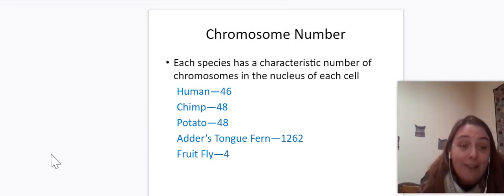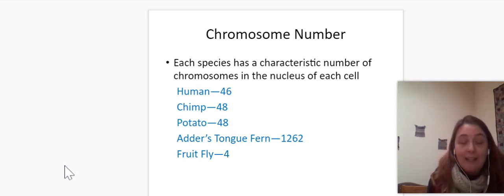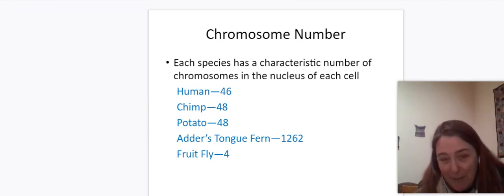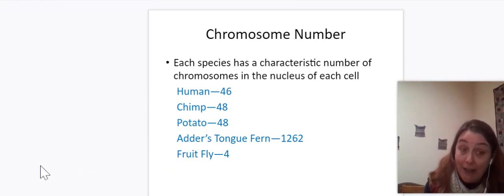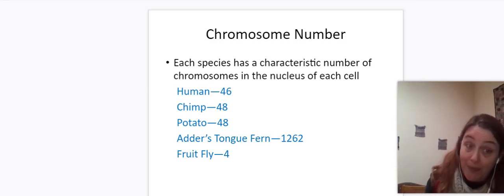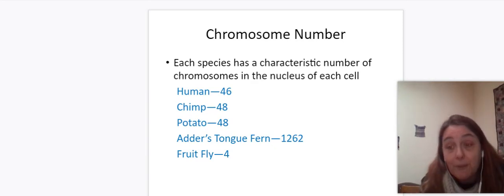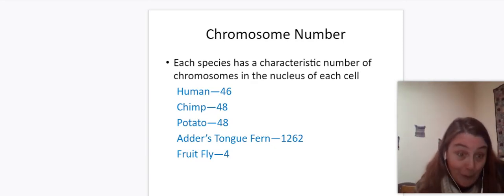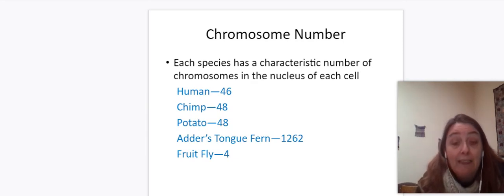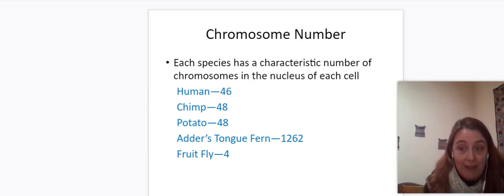A fruit fly, the poor fruit fly, can fly, has plenty of interesting traits. It's got 4 chromosomes. Now, the reason that I want to make sure to bring up the fruit fly is that when I give examples in class, I'm going to use a fruit fly a lot because I only have to draw 4 chromosomes, and I don't want to draw 1,262 chromosomes. So the fruit fly is useful for our purposes. That's the chromosome number, okay?